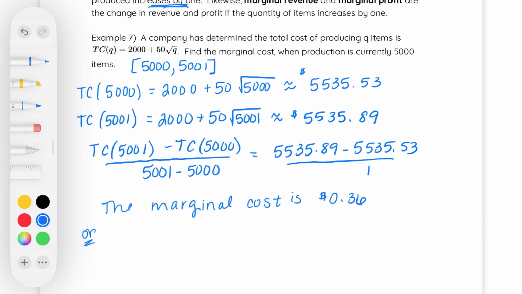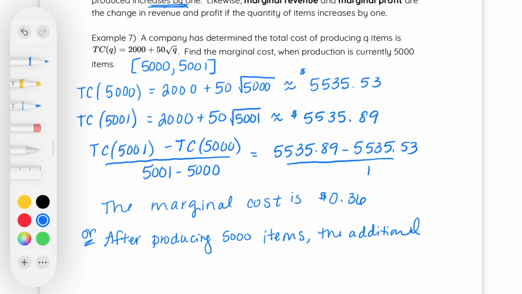So we can think of this as a secondary option. After producing 5,000 items, this tells us that the additional cost of producing one more item, or the 5,001st item, is 36 cents.